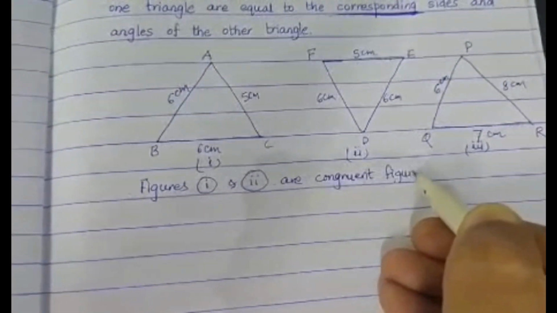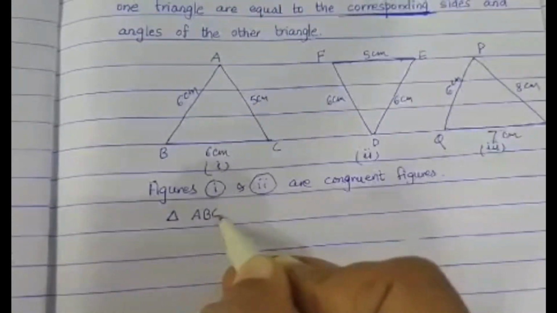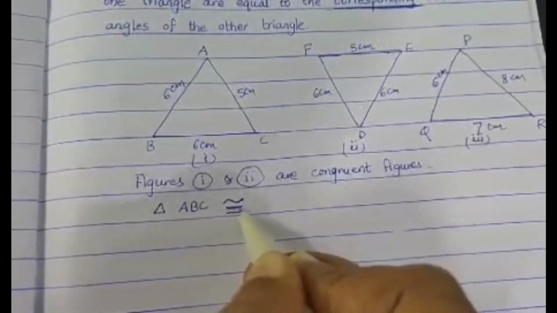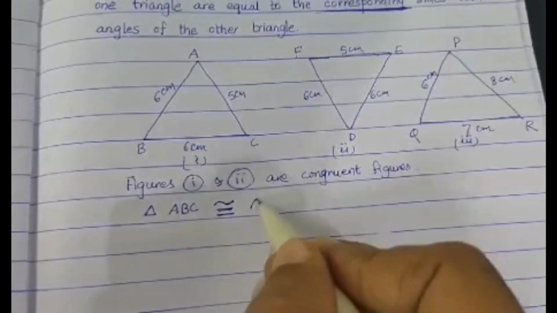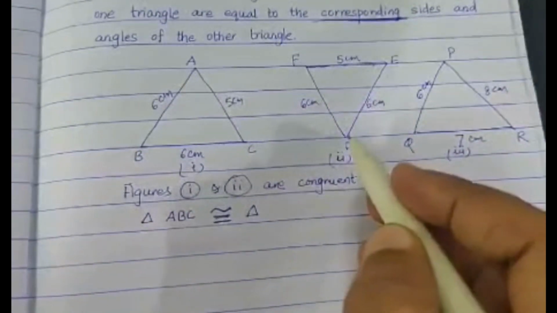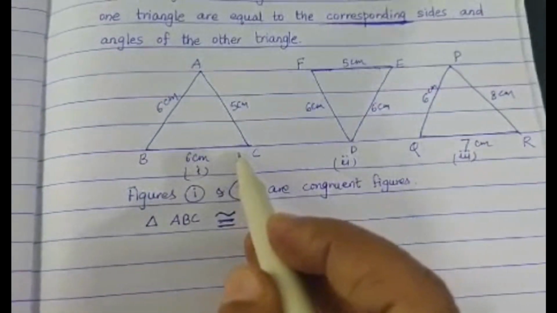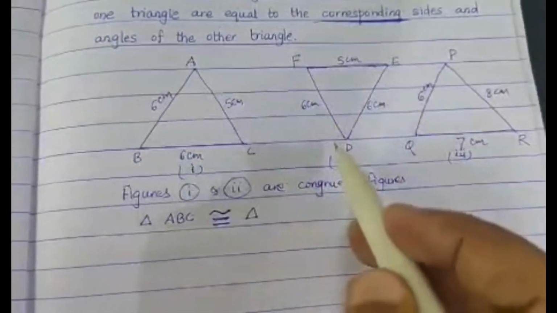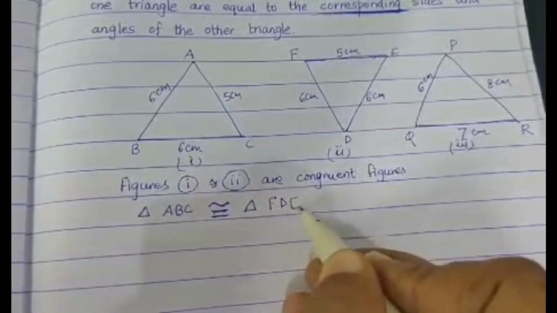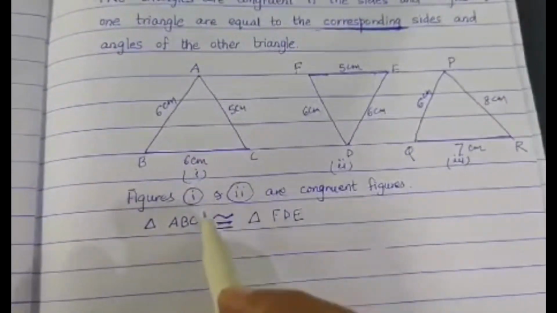That means triangle ABC, and this is the sign of congruence. Triangle ABC is congruent to triangle... We will not write EFD, we will write D, E and F. Sorry, ABC we want to write. So ABC, okay, FDE. We will have to write FDE because the corresponding sides are equal.